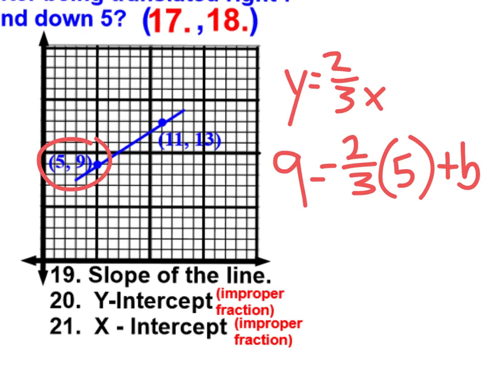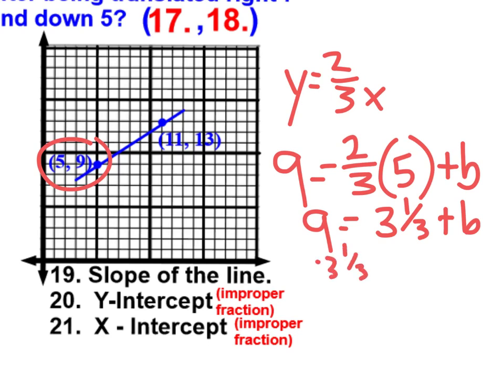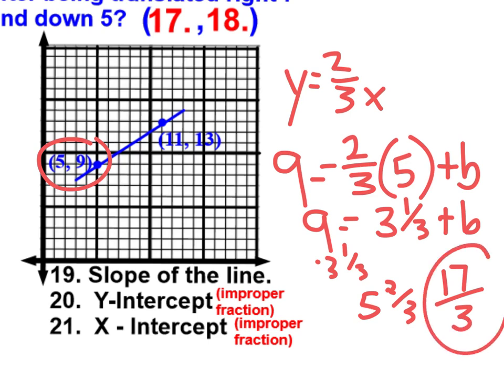So if I work this out, this would be 10/3, which is 3 1/3, plus b equals 9. So if I am going to solve for b, I need to subtract 3 1/3 from both sides, which gets me 5 2/3. Now it asks for it as an improper fraction, so let me change that back. That would give me 17/3. So that's where it's going to hit the y-axis, at 17/3.